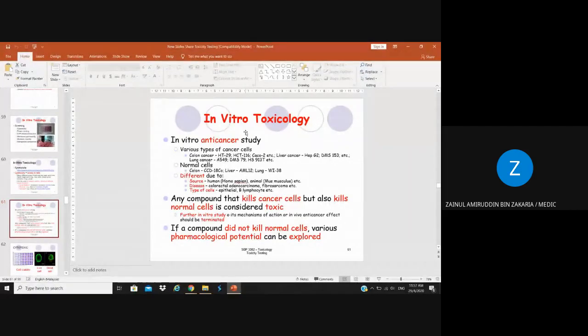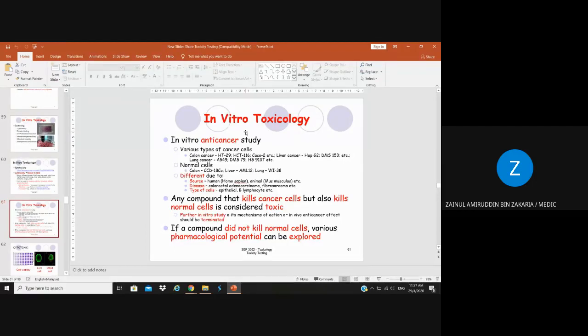So there are various types of cancer. For example, I show you here, if you are talking about colon cancer, the colon cancer itself has so many types: HT29, HCT116, Caco-2. Then liver cancer, lung cancer, and you also have various types of normal non-cancer cells.